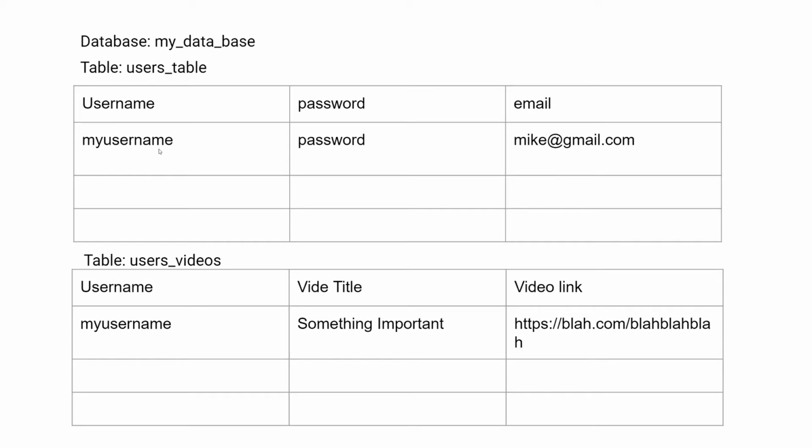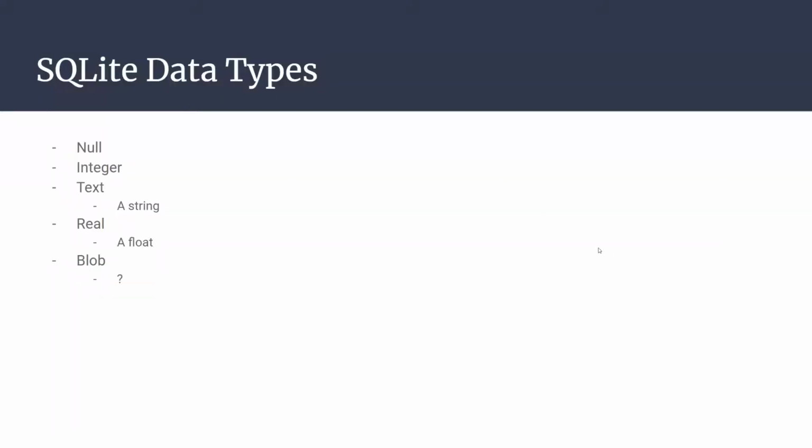Additionally, of course, you could add another user in the same way you'd add another video, right? It would have a username, a password, and an email. Now we're going to talk about SQLite data types.